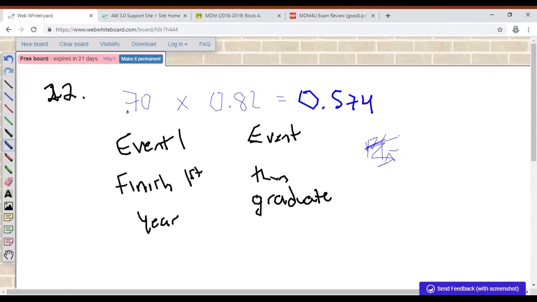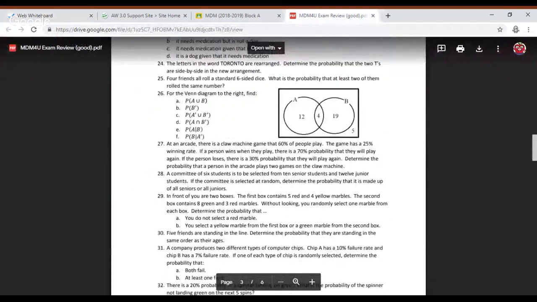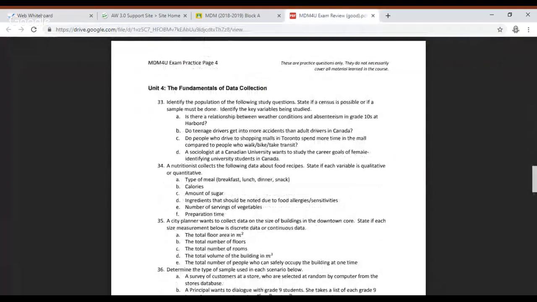All right, what's next? Should 34F be quantitative? Let me see, 34F. Preparation time? Yes, that is a quantity. Thank you. That is a quantity.